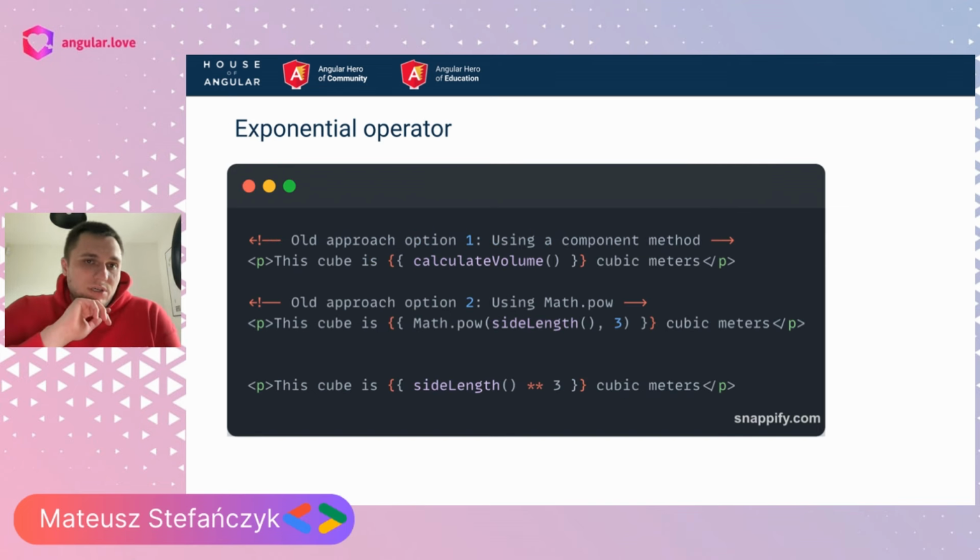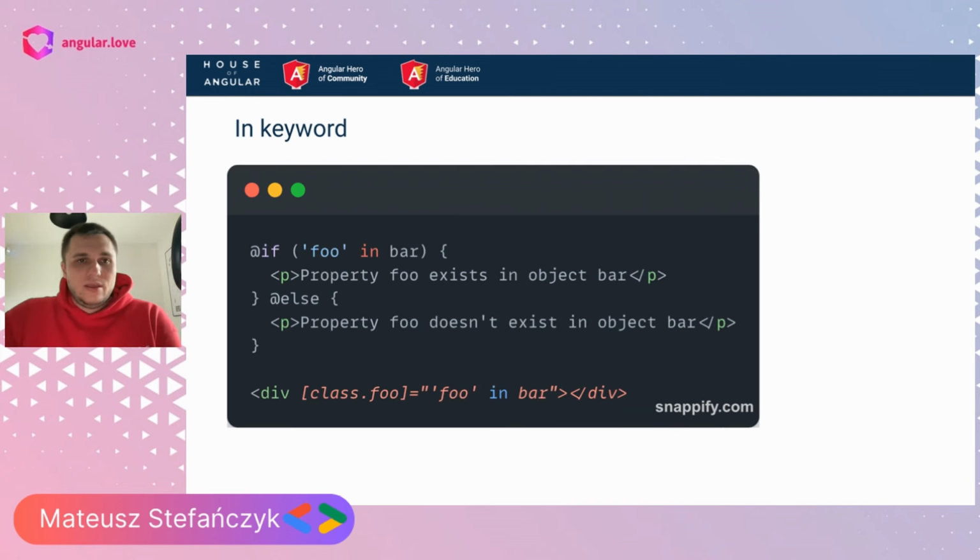The next small improvement is the exponential operator. So far we couldn't perform this kind of math operation in the template. We always had to use some method or just use the Math class directly in the template. Now we can easily, using two asterisks, raise our value to some specific power.